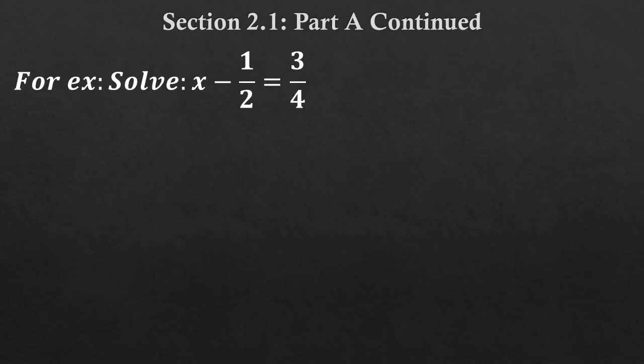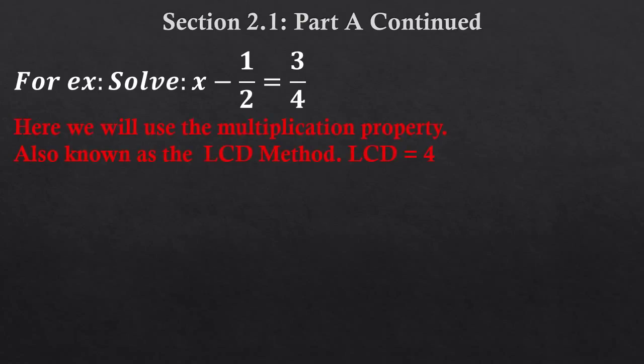Now, solving equations that contain fractions. My preferred method is removing the fractions, and to do so, we will use a method called the least common denominator. In this case, we have two denominators here, which is the number 2 and the number 4, and the least common denominator is the smallest number that all denominators divide into evenly. In this case, 4 is the smallest number that both 2 and 4 divide into evenly.